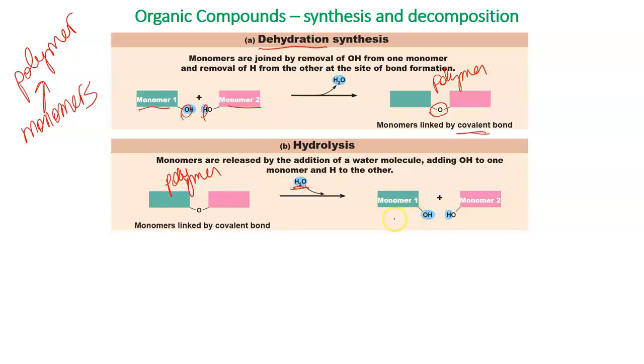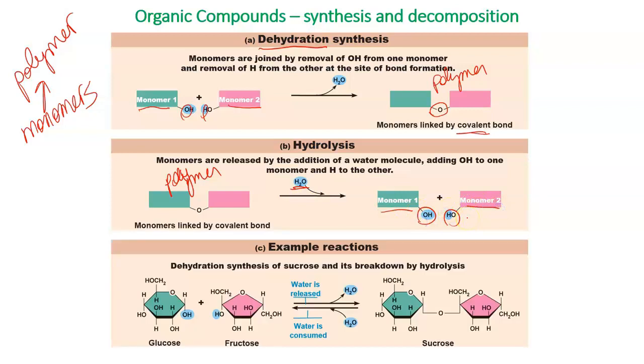And when you add water, you're going to get monomer 1 with its OH group and monomer 2 with its OH group. So you can get these processes in either direction, and it just depends on which components are more present, which there are more of.